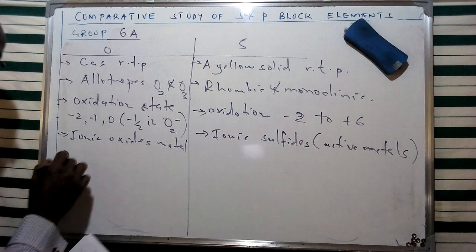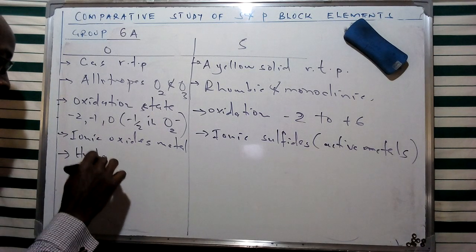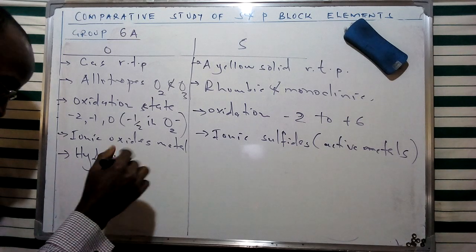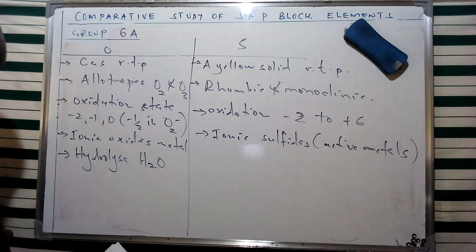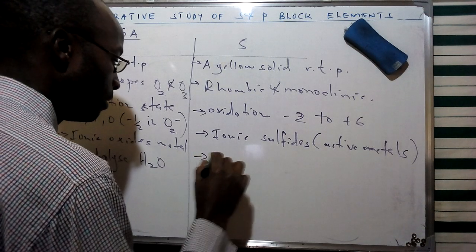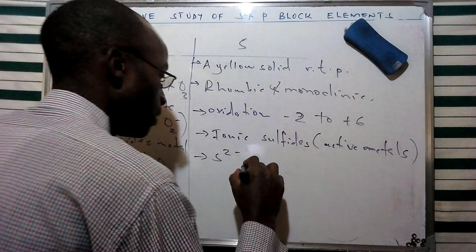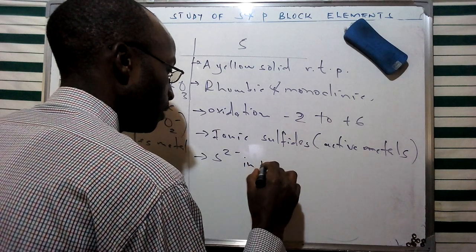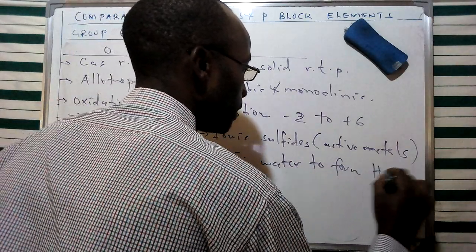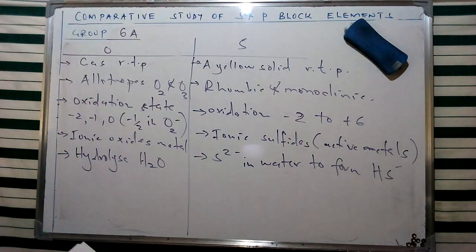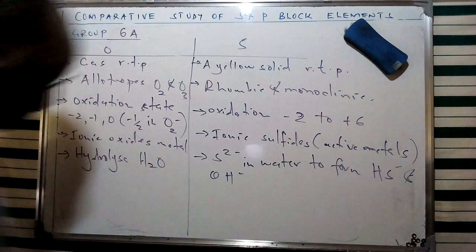The oxide is going to hydrolyze to form water. From our previous equation, this was of course the case. The reaction between hydrogen and oxygen is going to form water. But this specific sulfide state is going to hydrolyze in water to form hydrogen sulfide ions, and of course the hydroxide ions, given as such.